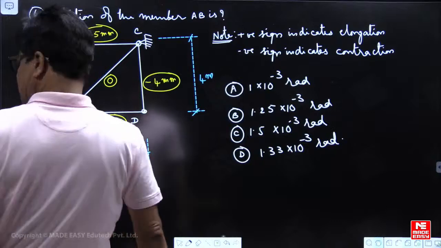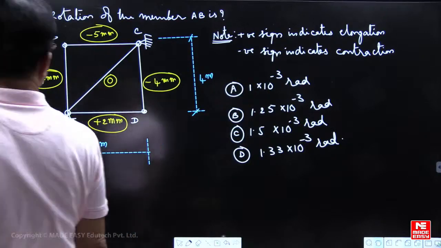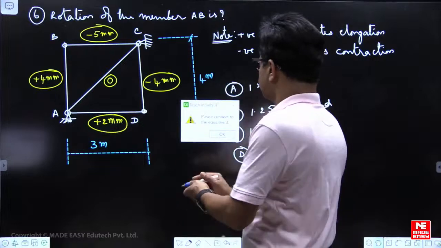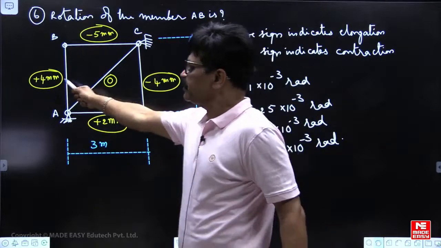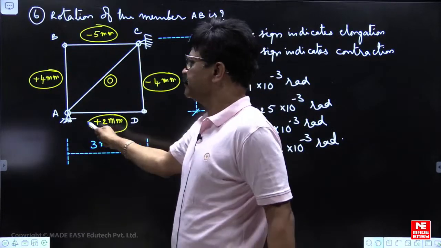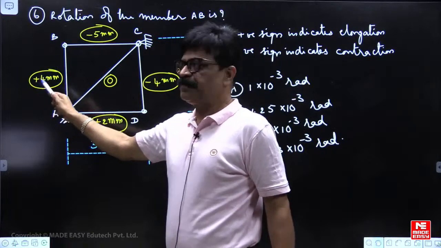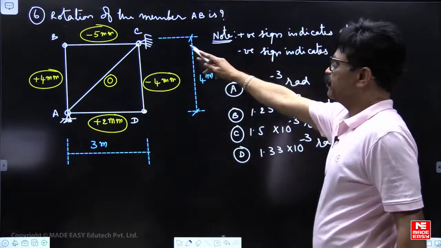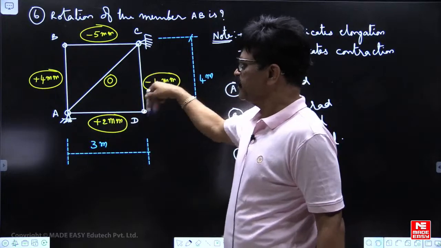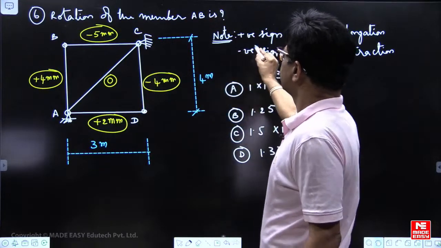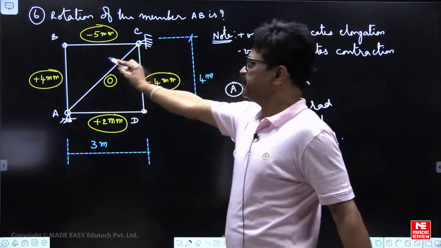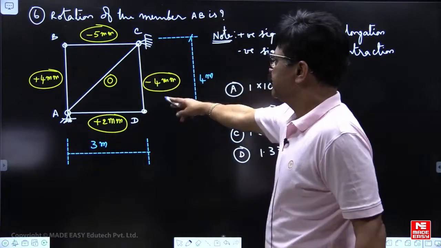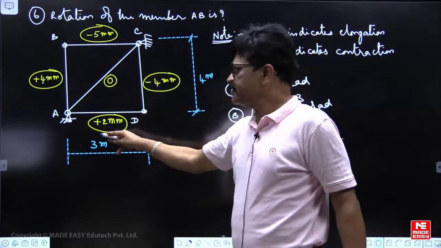Now what is the rotation of the member AB? Again, one minute time. Within the brackets, whatever we have given, plus means elongation, minus means contraction. Rotation of the member AB. This is a truss. Positive sign indicates elongation. Member AB elongated, member BC contracted, this also contracted, this is elongating.